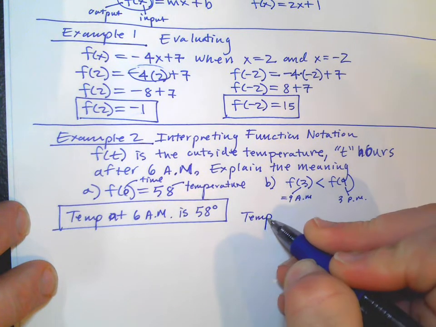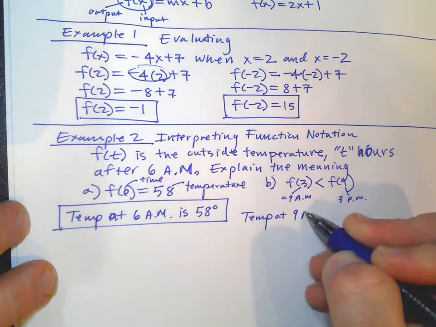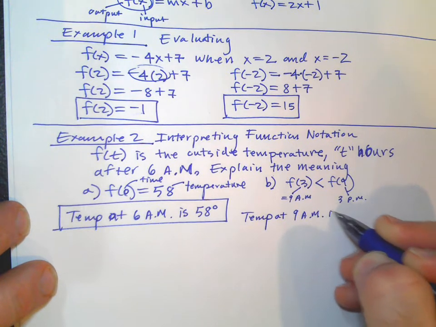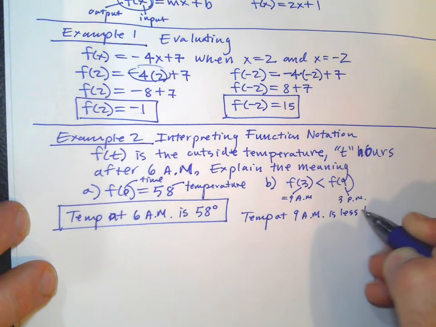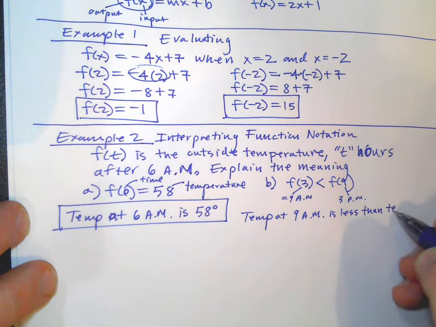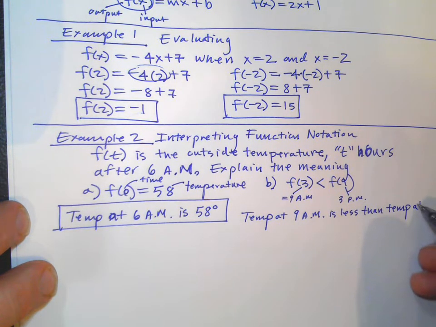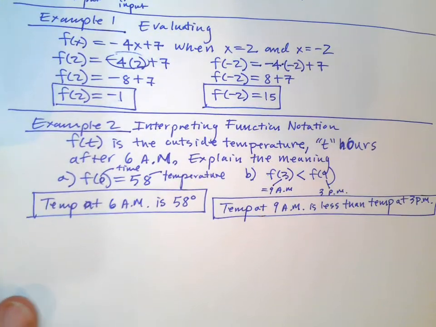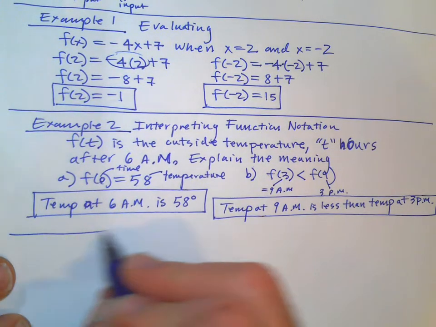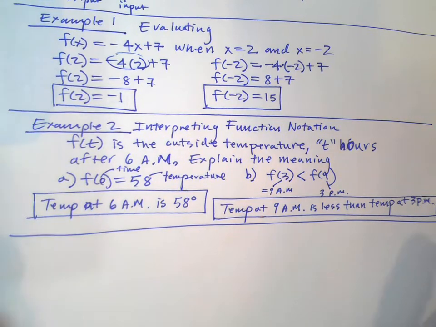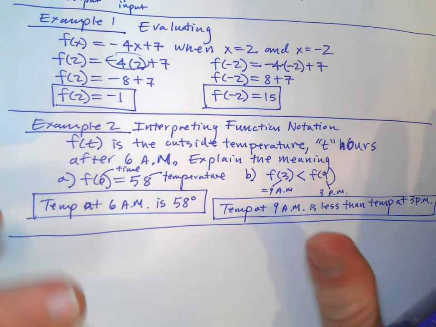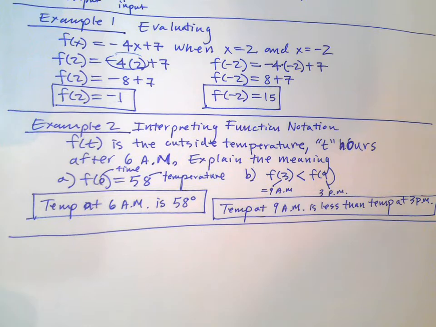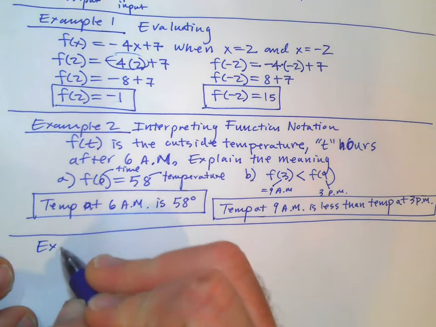Temp at 9 a.m. is less than temp at 3 p.m. I mean, you could even say temperature at 9 a.m. is colder than the temperature at 3 p.m. That might even be like more interpretation. So that's what we're talking about there. Let's look at another example.